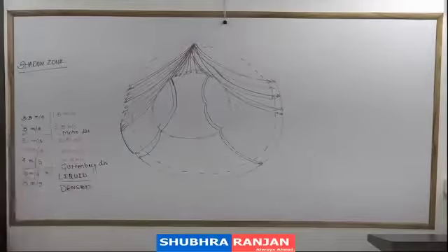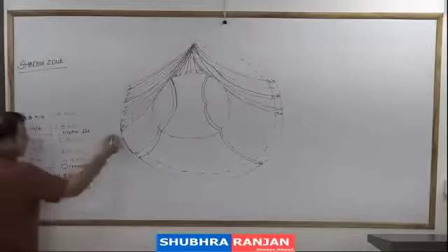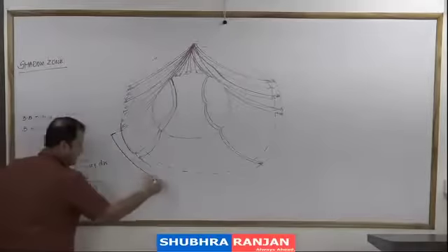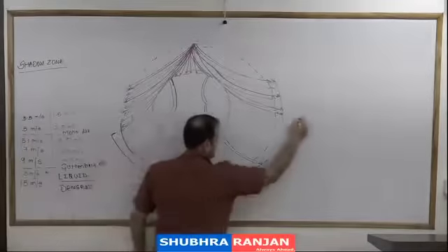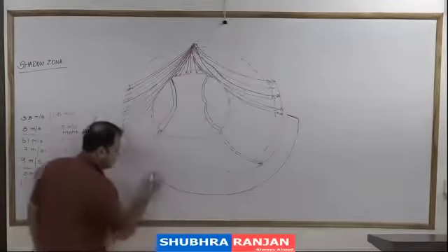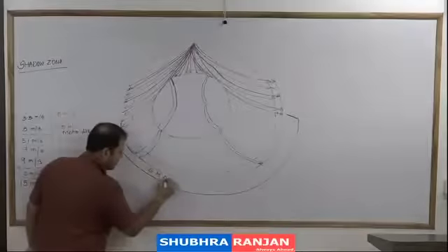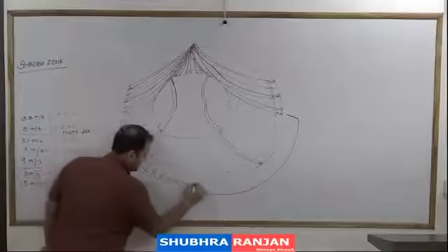So S waves, when they are generated, they are not recorded in this entire region between this area, what is known as the shadow zone of S waves.